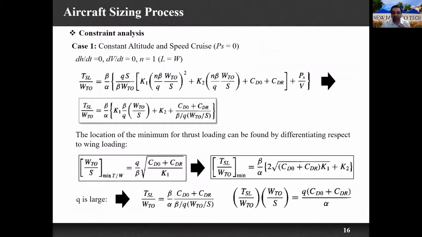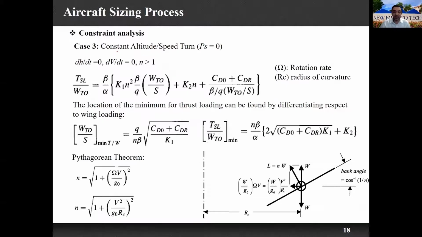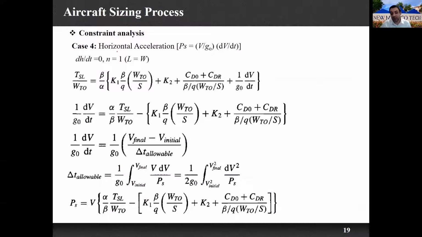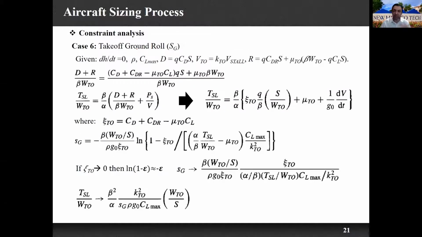For example, if our airplane is supposed to fly at constant altitude or constant speed, or if we're flying a constant speed climb, it's climbing with a constant speed. Or for example, constant altitude and a turn. Or for example, horizontal acceleration, where our aerial vehicle is accelerating horizontally, or doing takeoff, landing, or hand launch. So these are the different scenarios that we talked about already: loitering, cruise speed, takeoff, landing, hand launch, right?